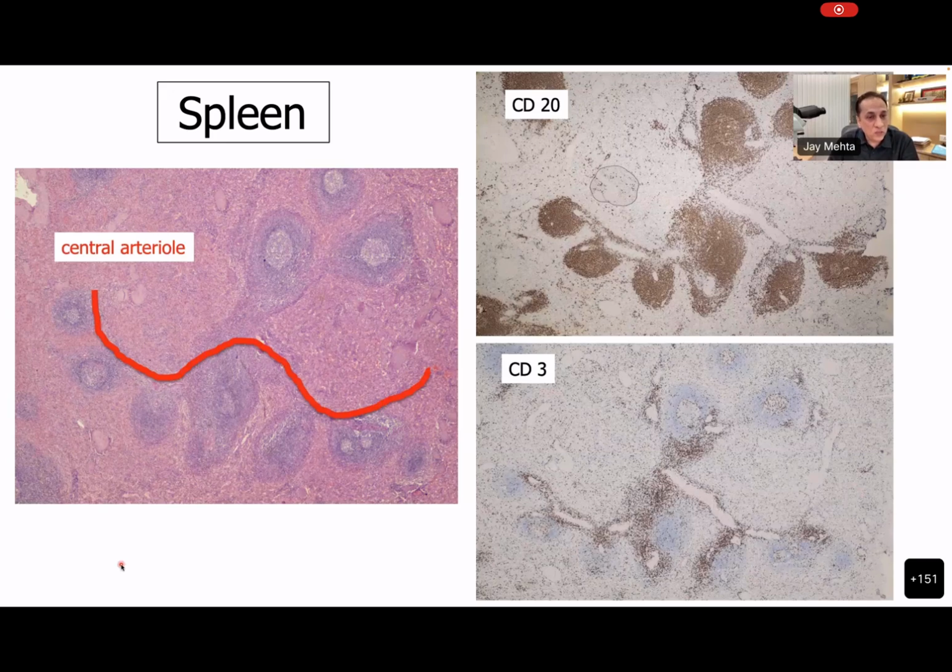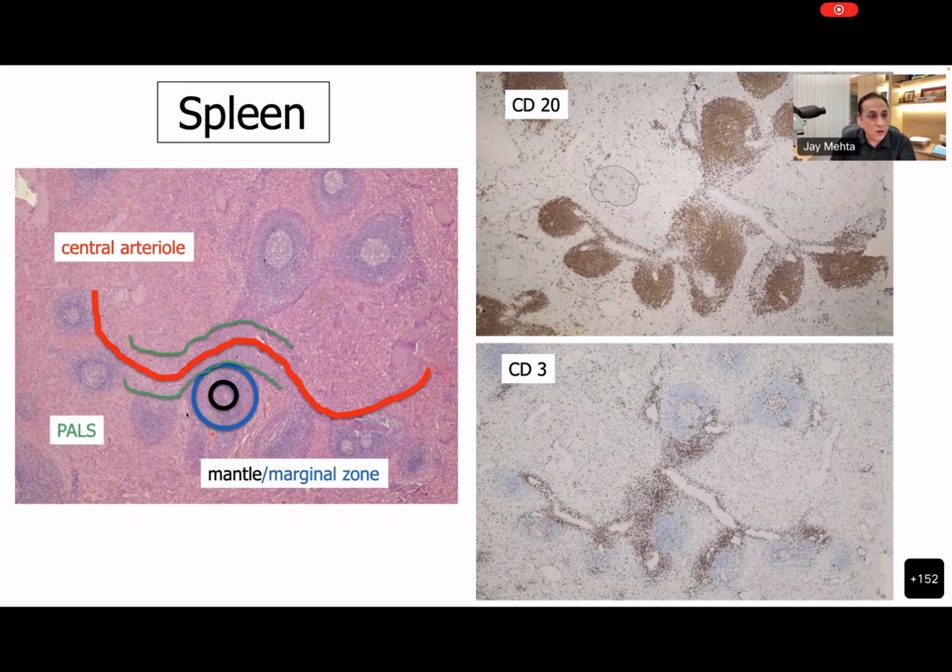Now, coursing through this white pulp is a central arteriole, which you can also see here beautifully in the image of CD20 and CD3. That's the central arteriole. You will see these lymphoid follicles attached around the central arteriole. So this black thing marks the germinal center. That's the mantle, I'm sorry. The germinal center is inside, and around that is the marginal zone.